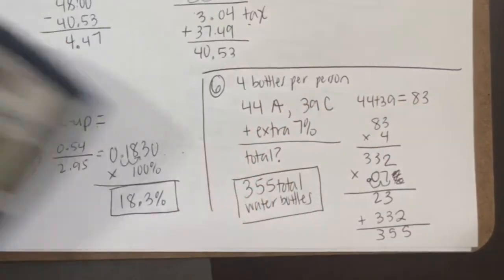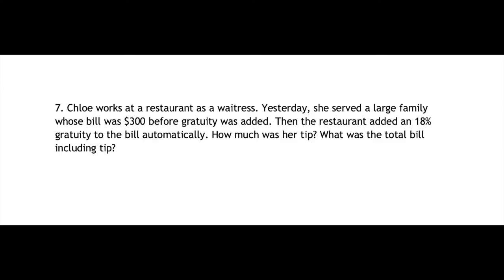Okie dokie. Number 7. Chloe works at a restaurant as a waitress. Yesterday, she served a large family whose bill was $300 before gratuity was added. Gratuity is the tip. Then the restaurant added an 18% gratuity to the bill automatically. How much was her tip? What was the total bill, including tip?